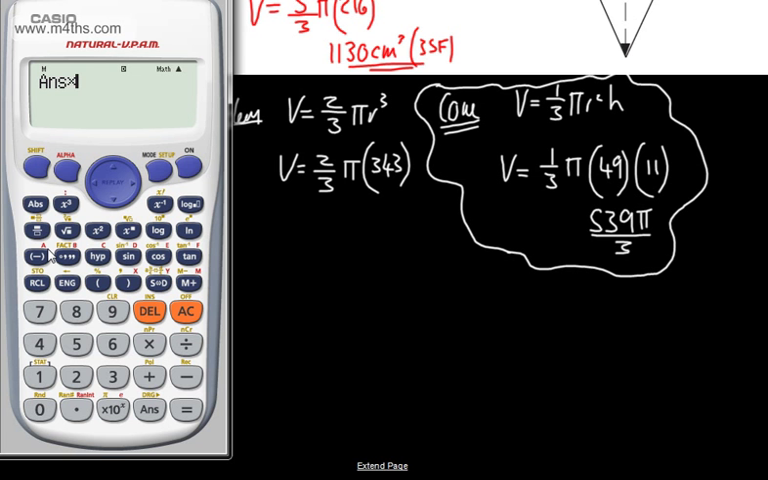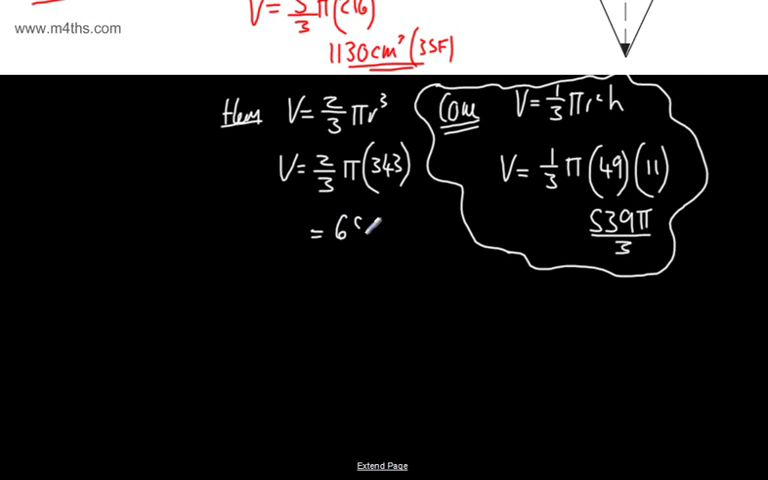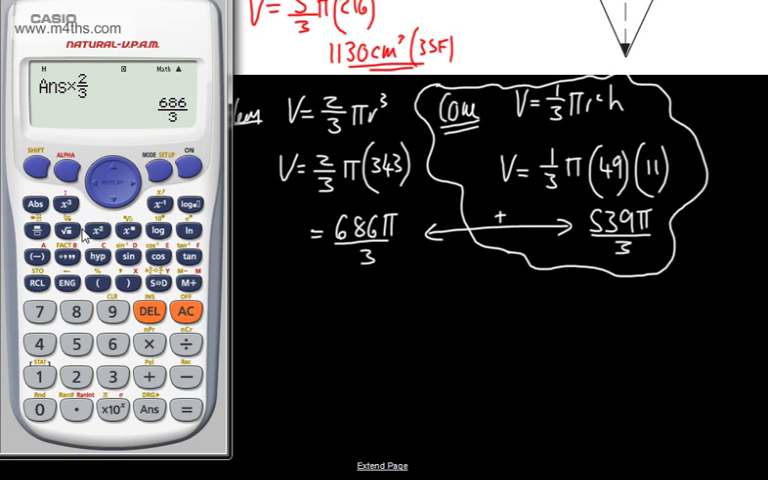There we go, and then we're going to multiply that by 2/3, and this will give us now the exact value. So we got 686, so let's write that in, 686 pi divided by 3. So all we've got to do now is add these two together, and we have our value. So if we do that, let's just do that.